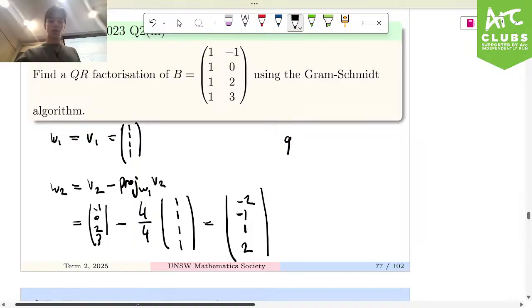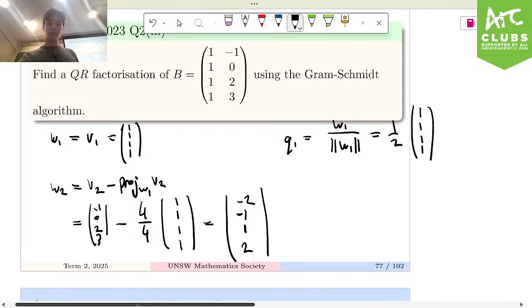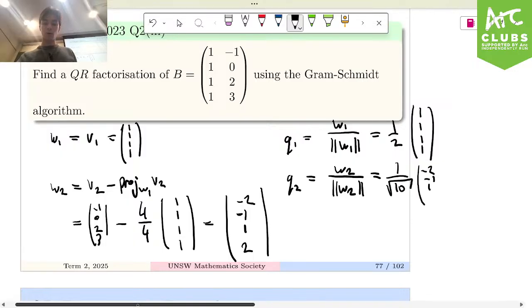So our Q1, we're using Q's instead of E's here, but it's essentially the same process, is W1 over the magnitude of W1, which is going to be 1/2 times 1, 1, 1, 1. Q2 is going to be W2 over the magnitude of W2, which is going to be equal to 4 plus 1 plus 1 plus 4, what is that, 10? So 1 on root 10 times minus 2, minus 1, 1, 2.